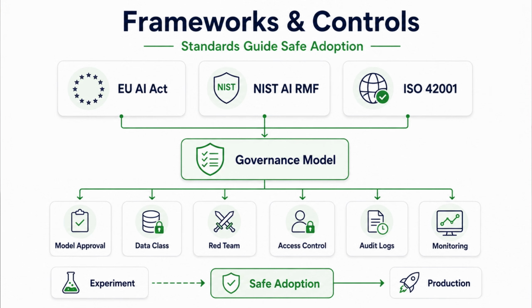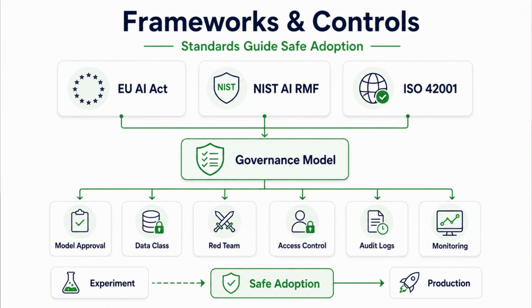And this area is becoming increasingly important because global AI regulation is expanding. Frameworks like the EU AI Act, NIST AI RMF, and ISO compliances are helping organizations build more structured governance models for AI systems. But governance should not only be viewed as a compliance activity, because good governance actually helps the organization move safely from experimentation into production adoption.